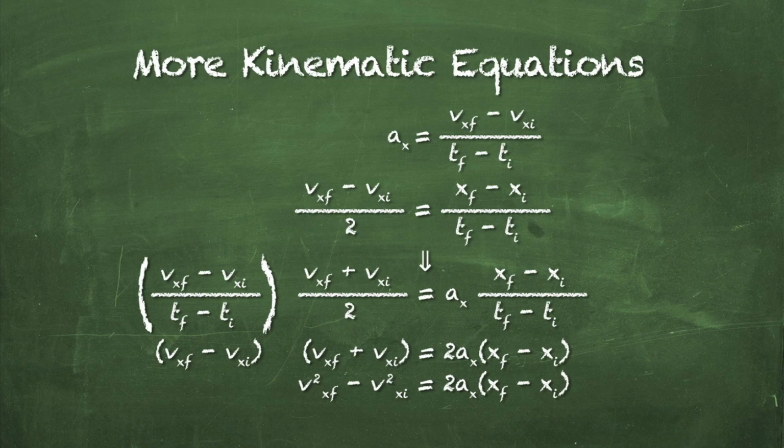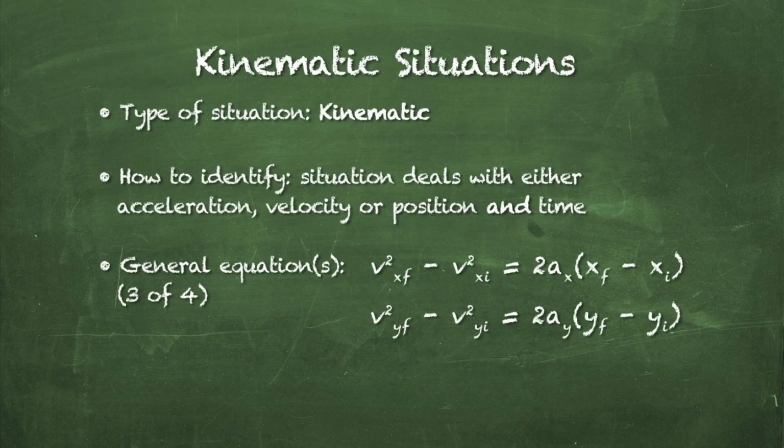What's the point? Why do we do this? Well, what you'll see is that we've eliminated time. We have Vx final, we have Vx initial, we have Ax, and we have position, but time doesn't appear in this equation. So this is an equation that we can use when we don't have time, when we don't have any information on time, and we don't need to know time. So, coming back to kinematic situations, a kinematic situation deals with either acceleration or velocity or position and time, and we have our third kinematic equation.